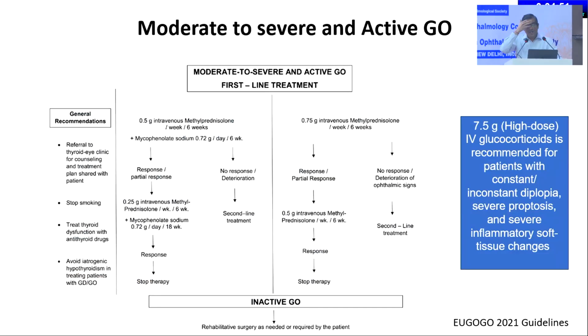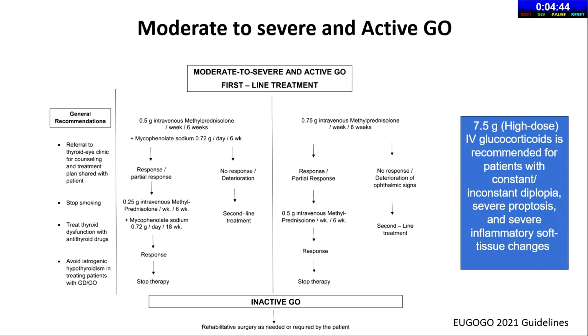So what has gone into these three trials has basically fed into this EUGOGO flow chart. And what the EUGOGO now states: initially it was 4.5 gram IV glucocorticoids alone, that was the standard of treatment. Now what they say is that from the beginning the patient can be put on IV glucocorticoids plus mycophenolate. And if this combination is not feasible, one can be put on a high dose glucocorticoid, especially if the patient is having diplopia, severe proptosis, and severe inflammatory soft tissue changes.